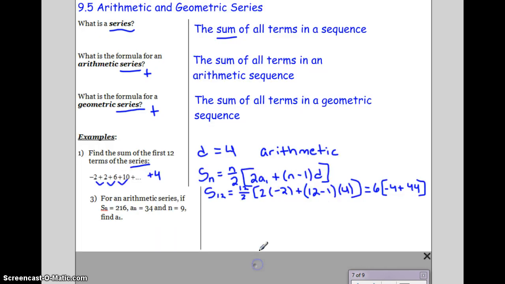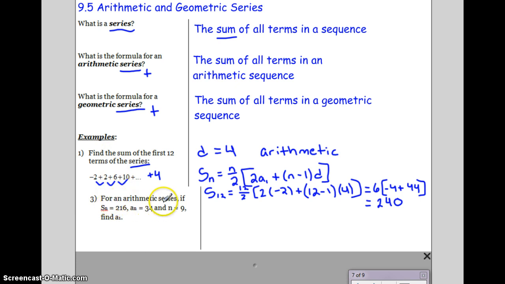So -4 plus 44 is 40. So 6 times 40 will give me 240. If I add together the first 12 terms of this sequence, if it keeps going out 12 times, if I add all those numbers together, I'll get 240. On your paper, if you're following along with the packet, you have a number 2, but we're going to skip down to number 3. So you can try number 2 on your own.